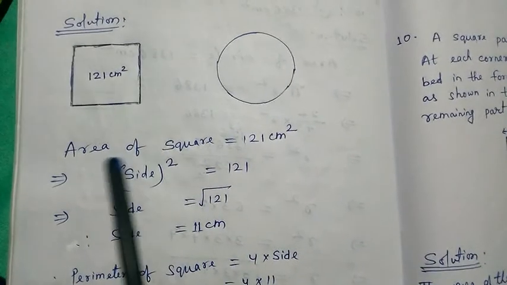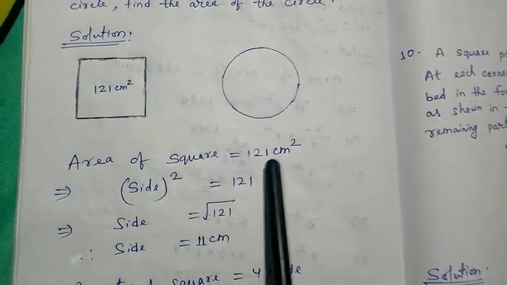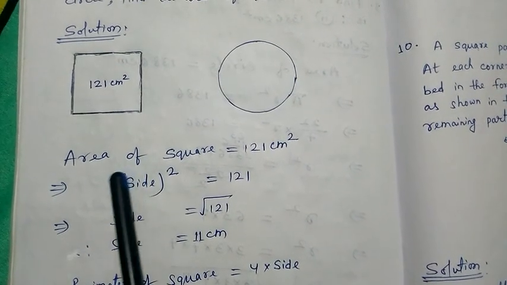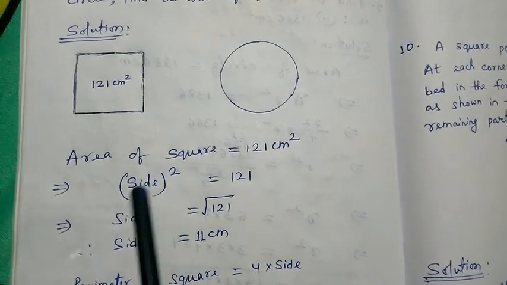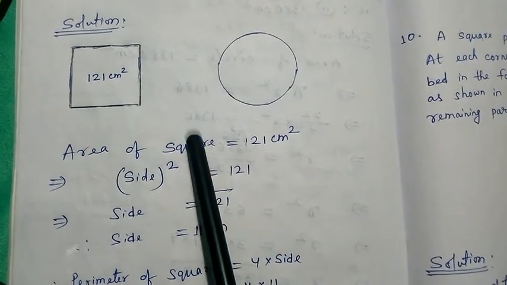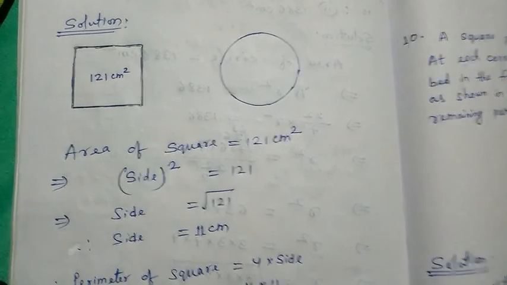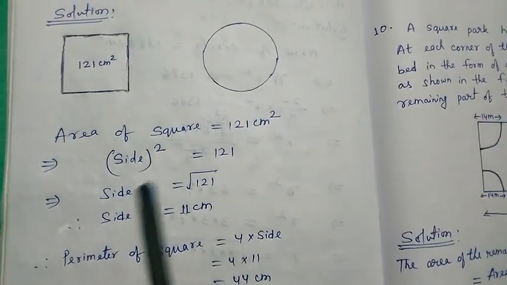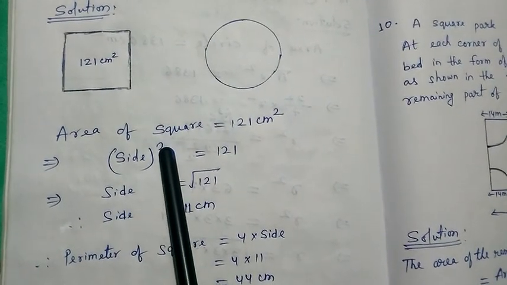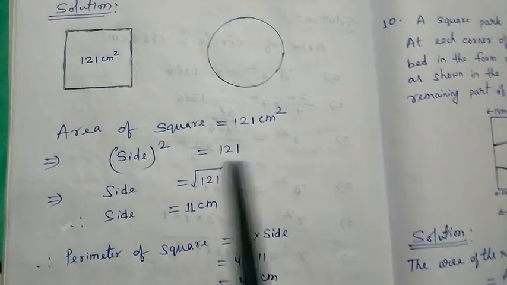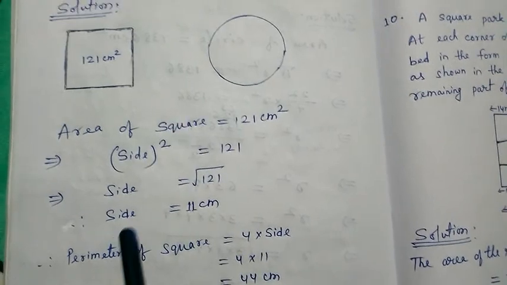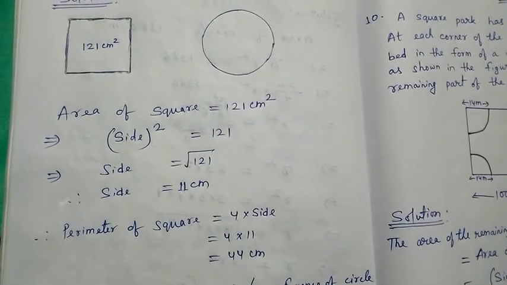So here area of square is 121 centimeter square, and we have already learned that area of square is side square. Side square equal to 121, because the formula of area of square is side square. So side equal to root over 121, because whenever we remove square from the left side, we get root over on the right side. So root over 121 is 11 centimeter. So side of a square is 11 centimeter.